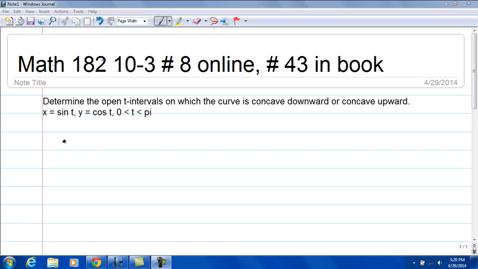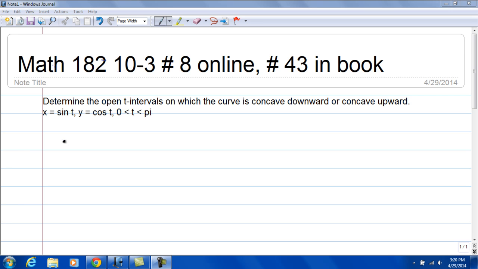Hi, we're doing Math 182, 10-3, number 8 for the online work, which is 43 in the book. It says determine the open t intervals on which the curve is concave downward or concave upward, where x equals sine of t, y equals cosine of t, and t is between 0 and pi.